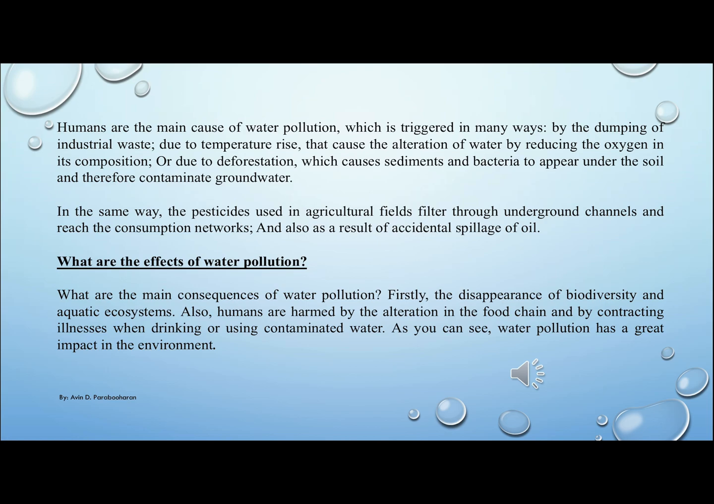What are the effects of water pollution? What are the main consequences of water pollution? Firstly, the disappearance of biodiversity and aquatic ecosystems. Also, humans are harmed by the alteration in the food chain, contracting illnesses when drinking or using contaminated water. As you can see, water pollution has a great impact on the environment.